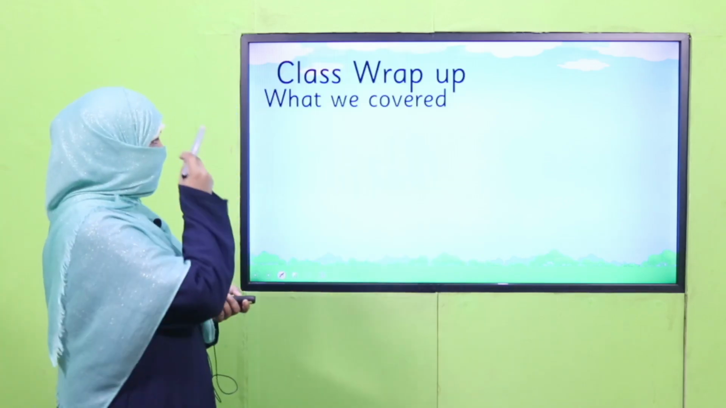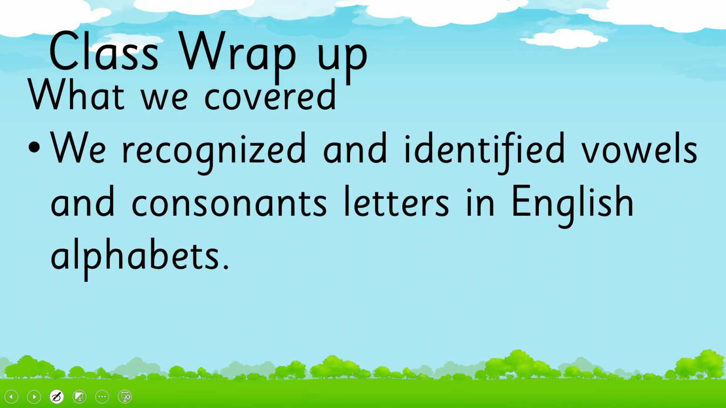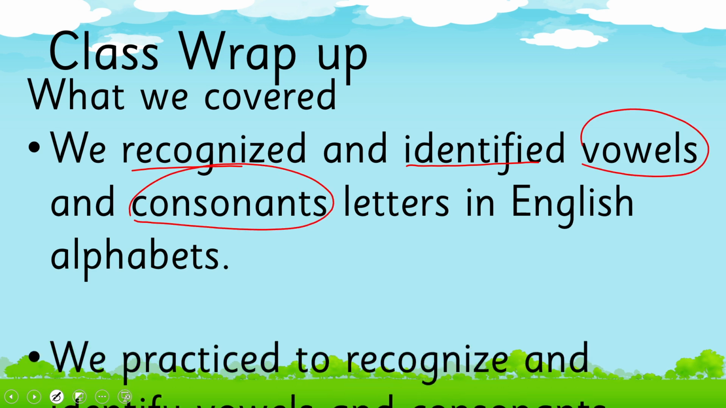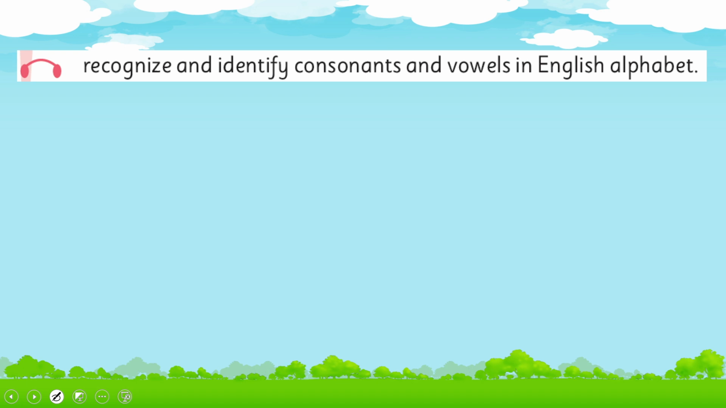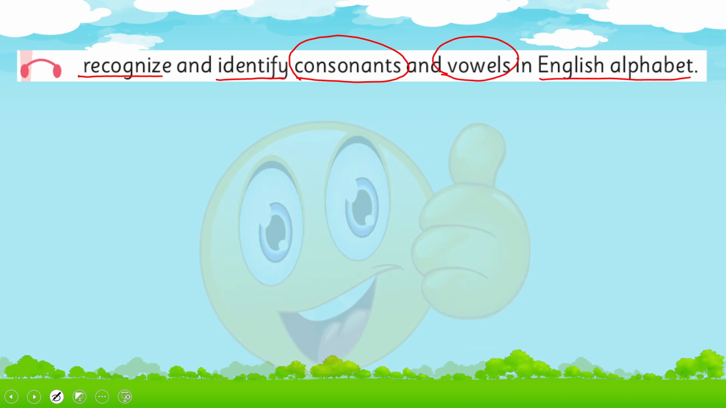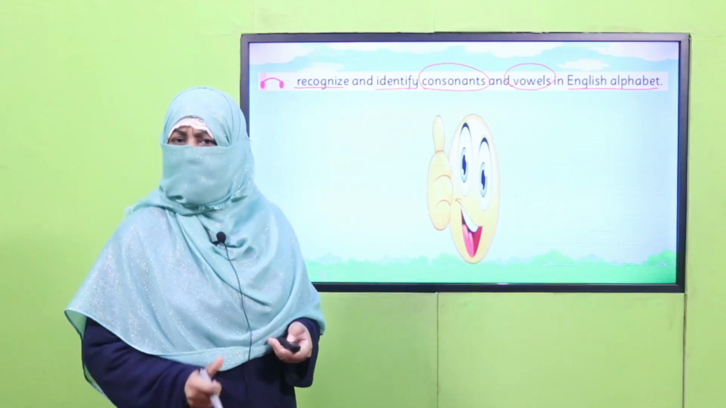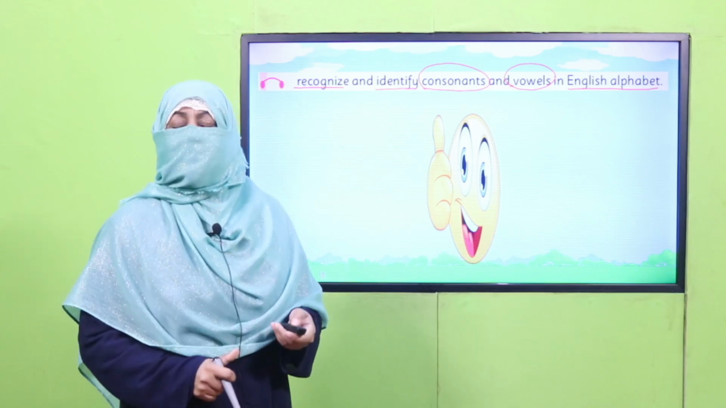That's it for today. What we have learned, we recognized and identified vowels and consonants in English alphabets. And then we practiced to recognize and identify vowels and consonants. In this way, we achieved today's SLO, that is to recognize and identify consonants and vowels in English alphabets. So are we done with this SLO? Yes.